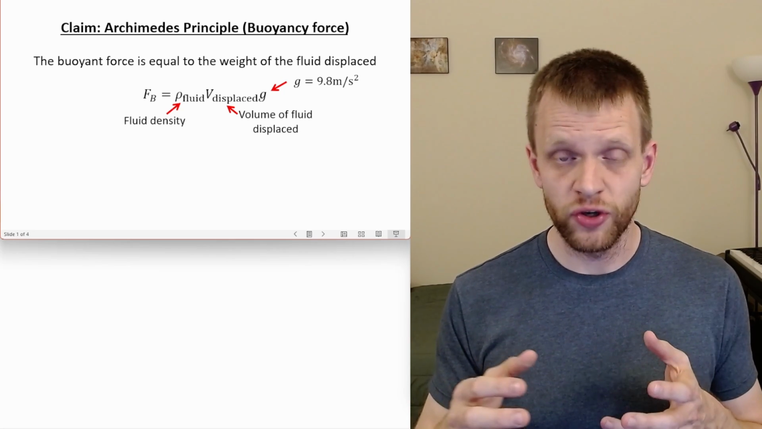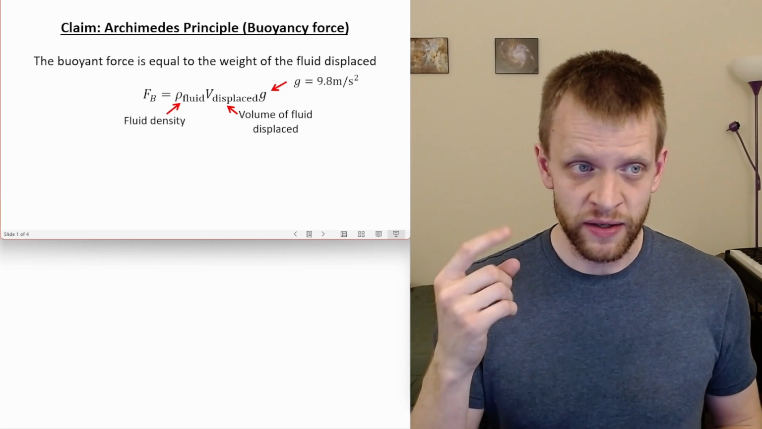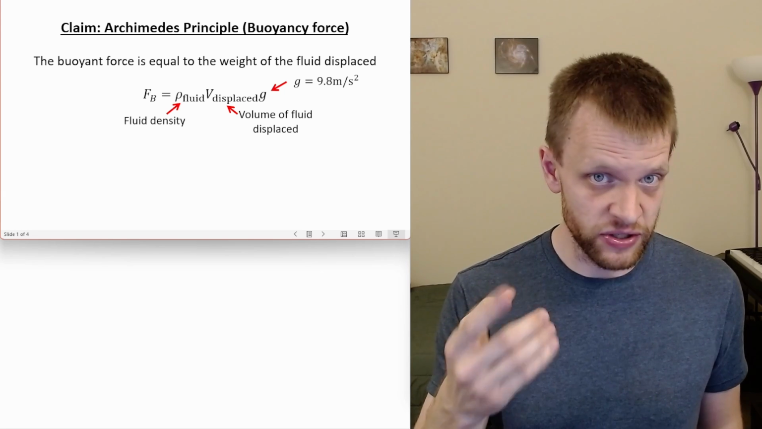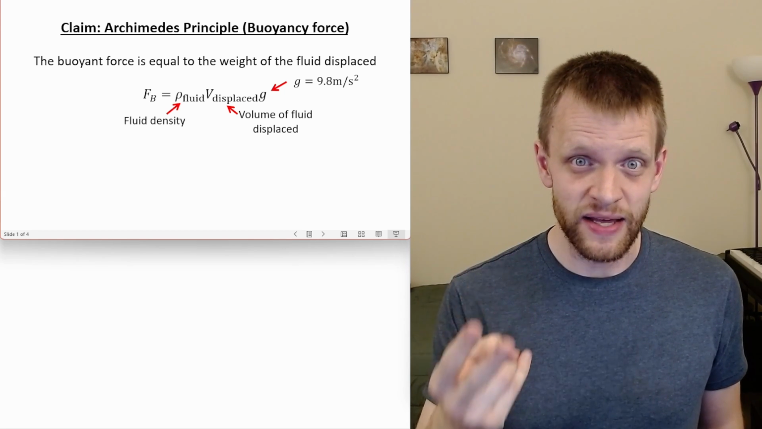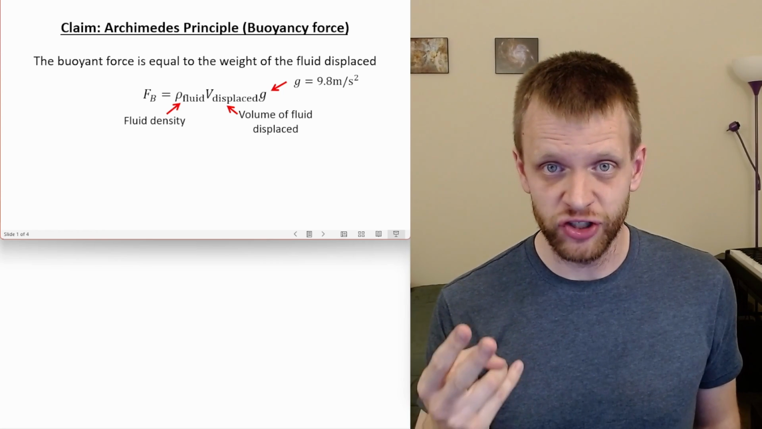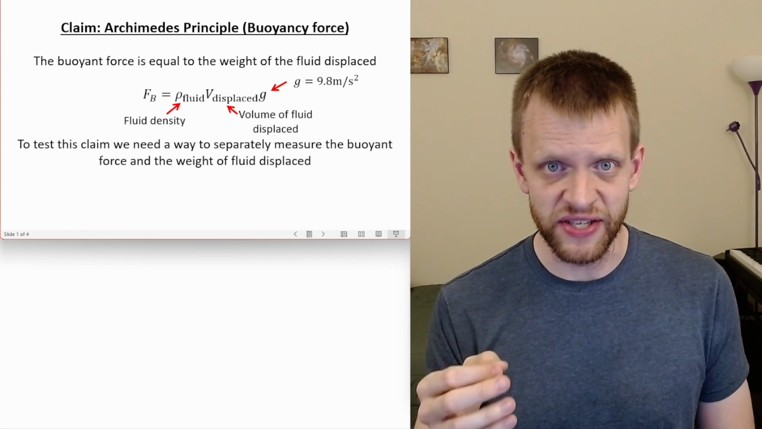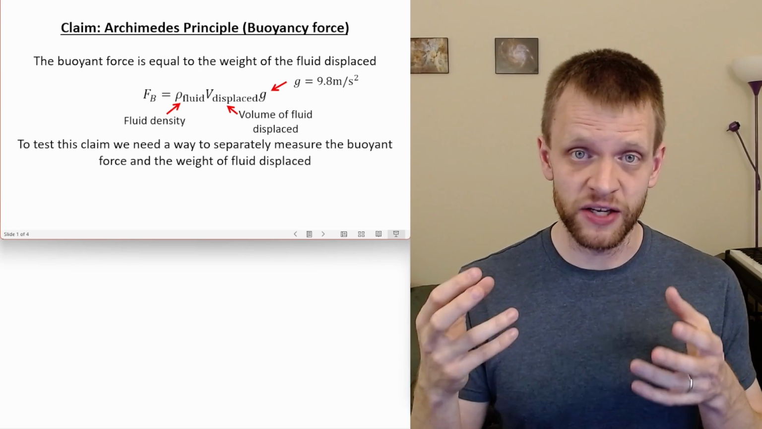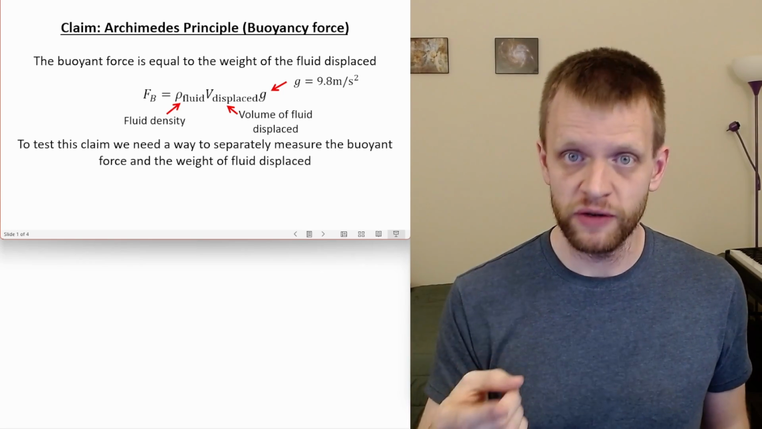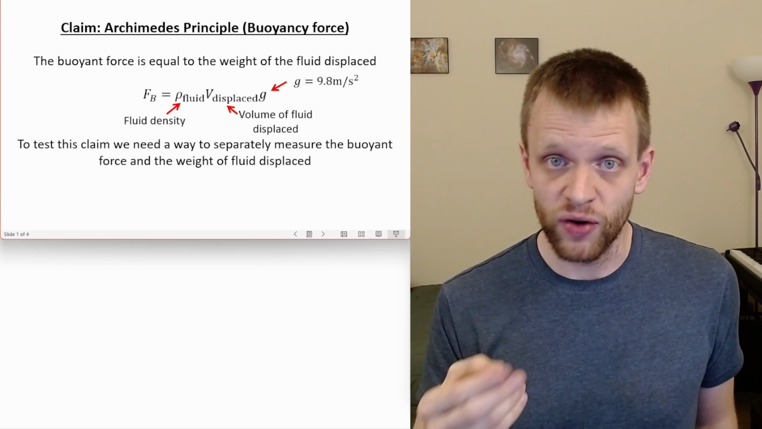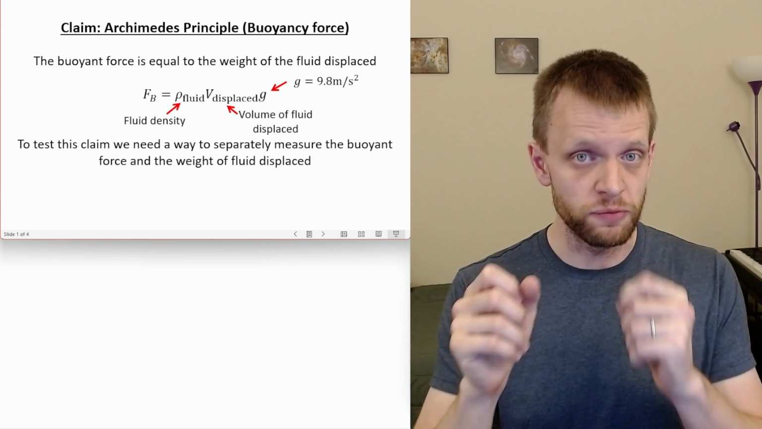So how are we actually going to test this claim? Remember, any evidence should be consistent with the claim. If it's evidence for that claim, it should be consistent with the claim, and data that we would not expect to match up if the claim were false. So what we're going to do is set up an experiment where we can separately measure the buoyant force acting on the object and the weight of the fluid displaced. If the claim is true, those should match up.